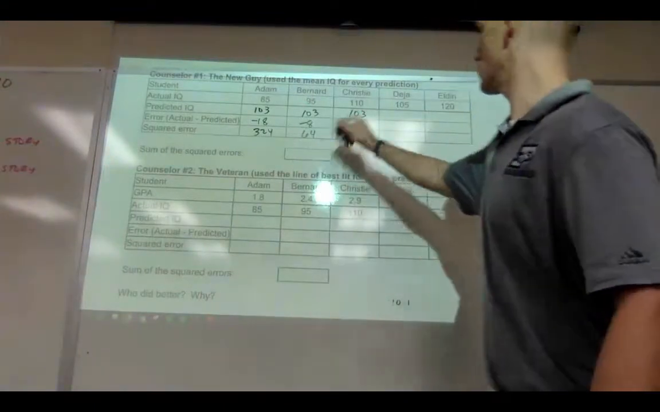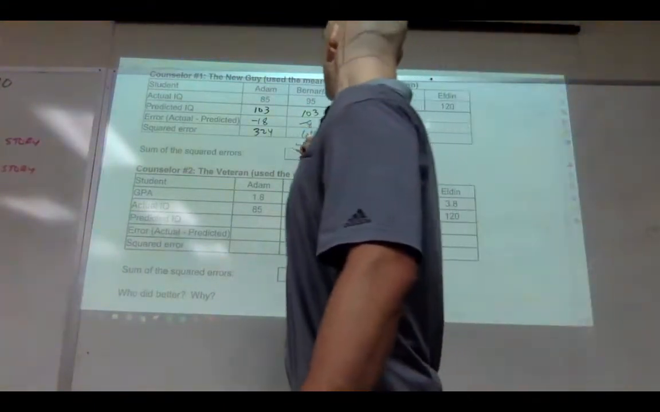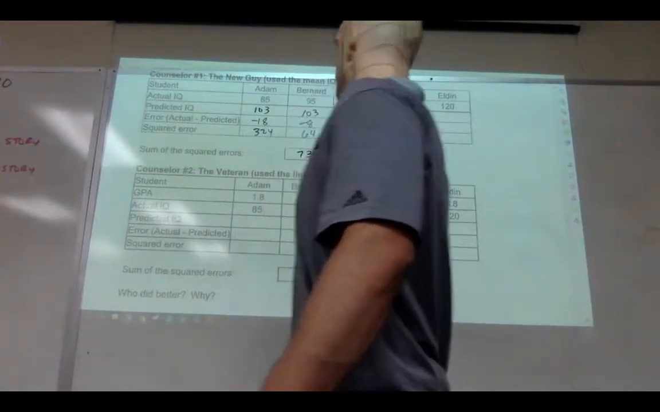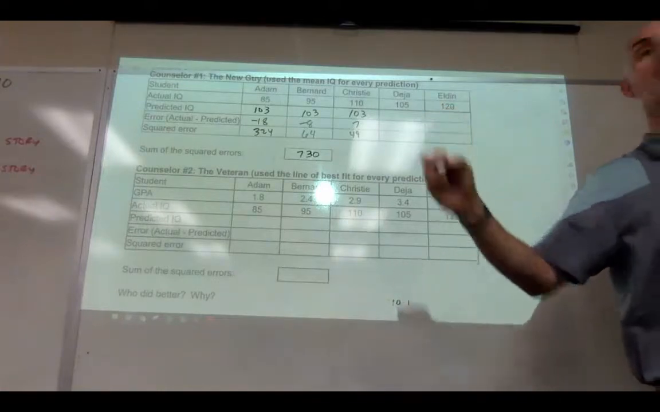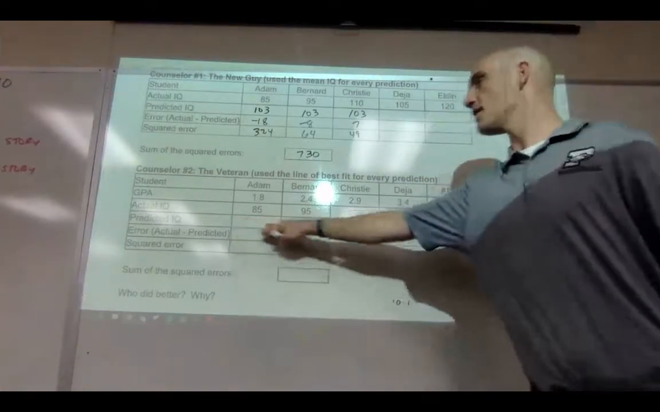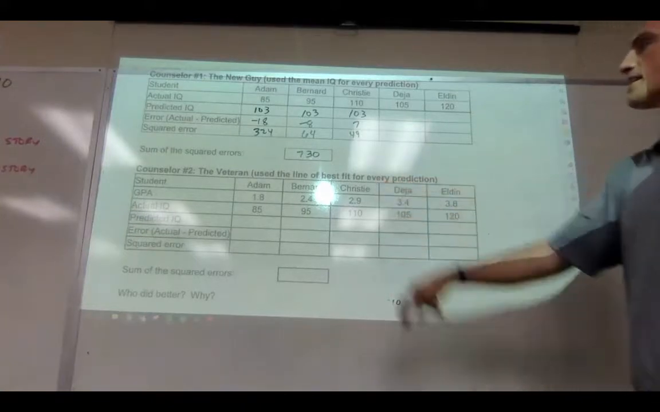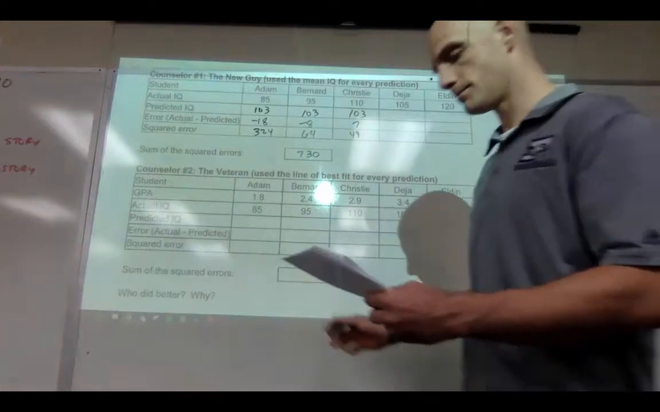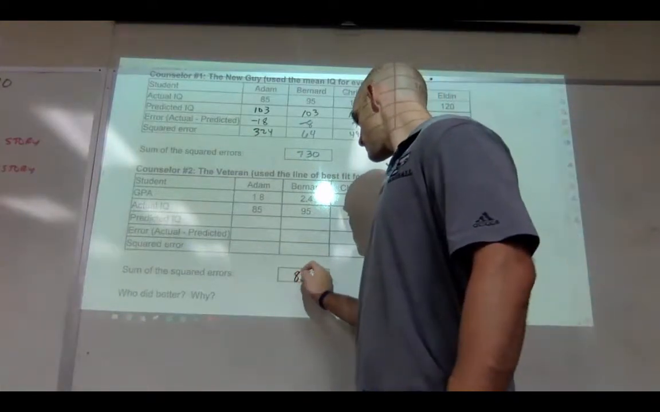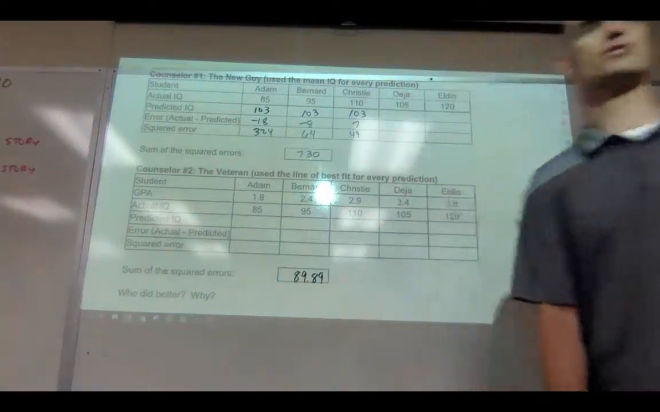So what was the sum? We fill in the rest the same. What's the sum of my squared errors here? Accounting for above and below and squaring it, 730. When we do all this down here for the veteran, who used the line of best fit, what did you get as the sum of the squared errors? 89.89.